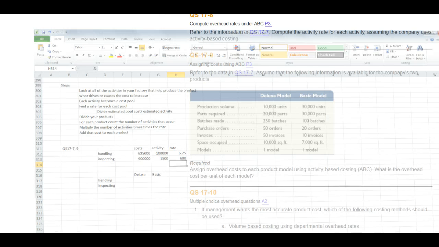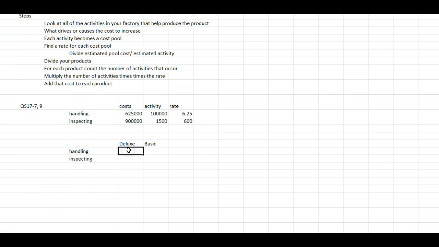Let's go back to the spreadsheet. So we're going to go down here, and we're going to charge our deluxe model for 10,000 parts times 6 1/4, which we came up to be as our rate. So we're going to charge our deluxe model $62,500. In basic, we said we're going to have 30,000 parts on that times our rate of 6 1/4. So we're going to charge our basic model $187,500, right?